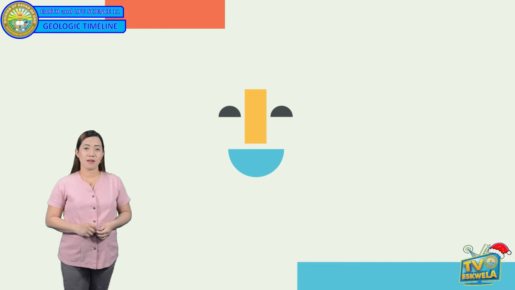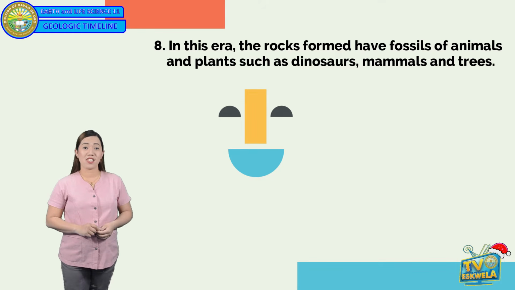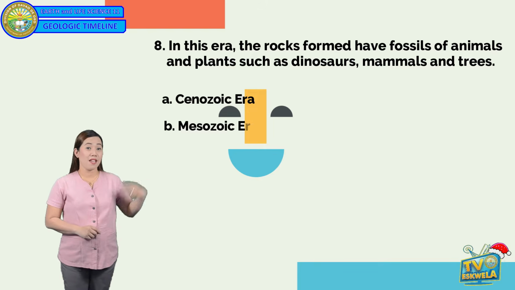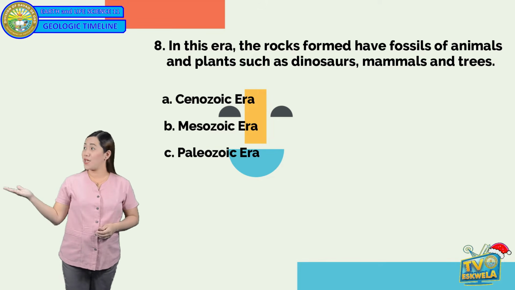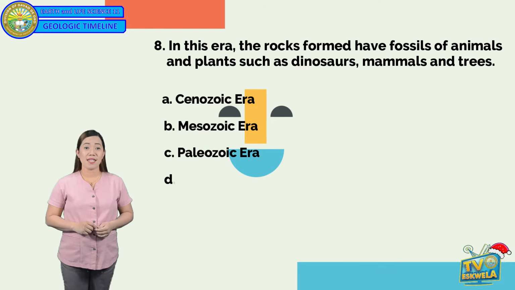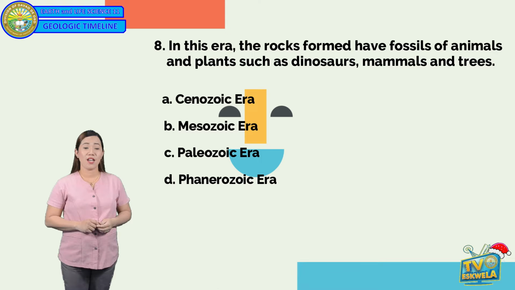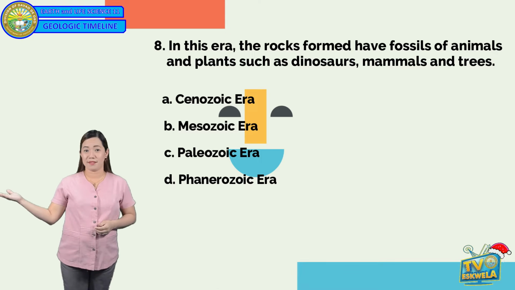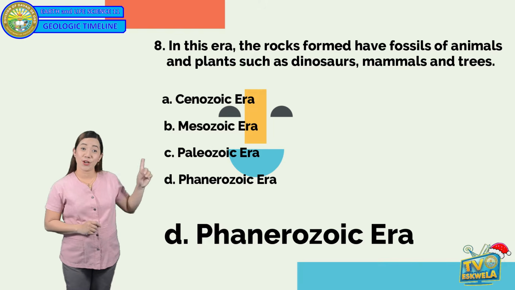Number 8. In this era, the rocks formed have fossils of animals and plants such as dinosaurs, mammals, and trees. Letter A, Cenozoic era. B, Mesozoic era. C, Paleozoic era. Or letter D, Phanerozoic era. If your answer is letter D, you're correct.